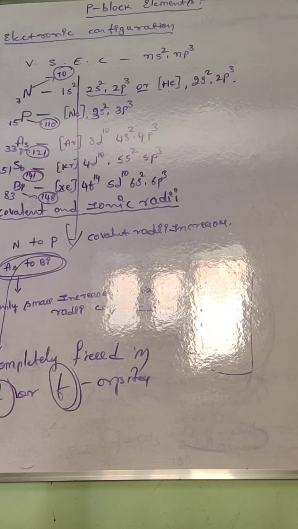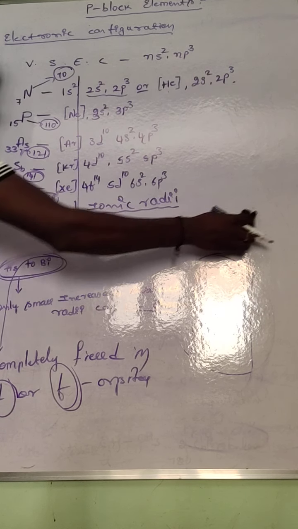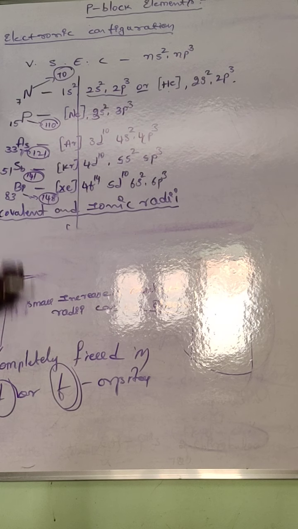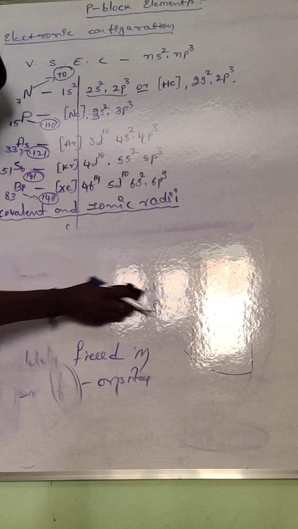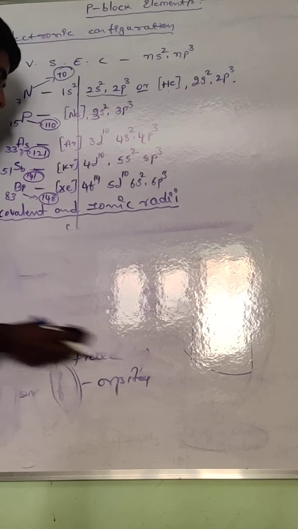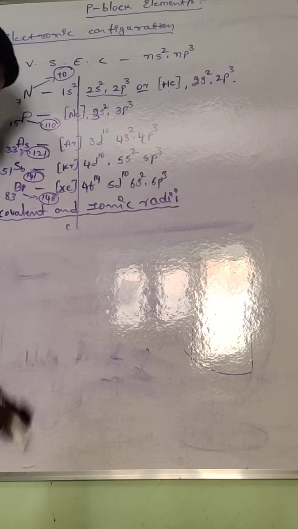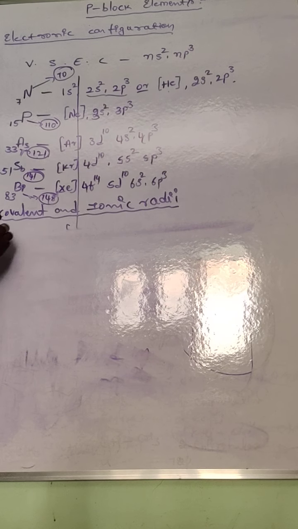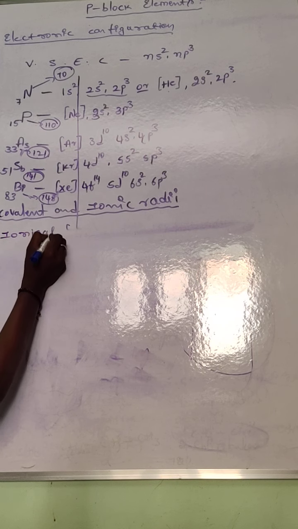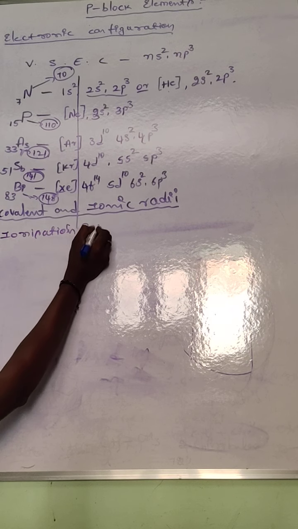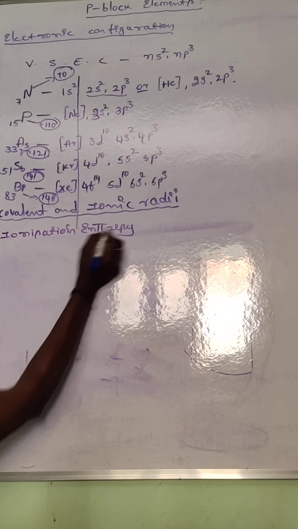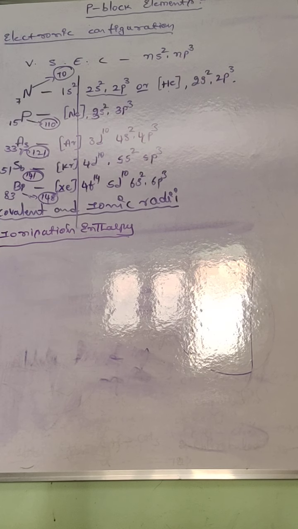Next, another property is electronic configuration and covalent and ionic radii. As we go down the group, covalent and ionic radii both increase. Next, the concept of ionization enthalpy arises. What is the effect on ionization enthalpy as we go down the group?